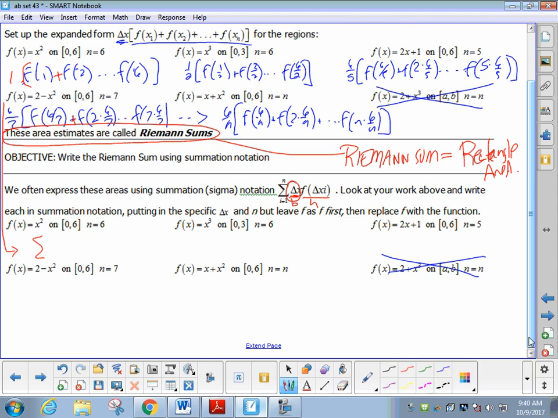clean this up so I keep it nice and clean. Inside is f at different values. Now, the f is always the same. The parentheses are always the same. But you can see there's a pattern inside. It goes 1, 2, dot, dot, dot, through 6. Well, summation notation deals with that.